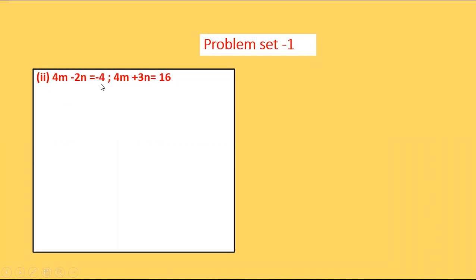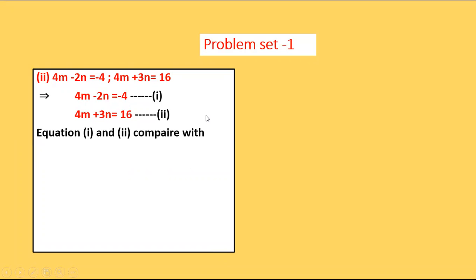4m minus 2n is equal to minus 4 and 4m plus 3n is equal to 16. First, give the name of the equations. The first equation is 4m minus 2n is equal to minus 4 and equation number 2 is 4m plus 3n is equal to 16. Equations 1 and 2 are compared with a1m plus b1n is equal to c1, a2m plus b2n is equal to c2.